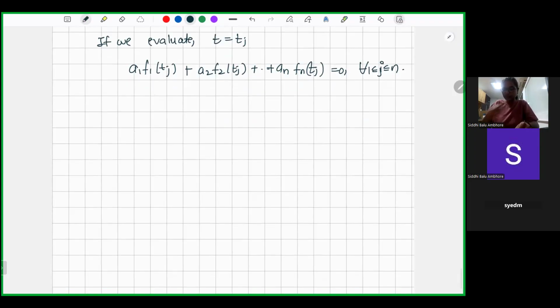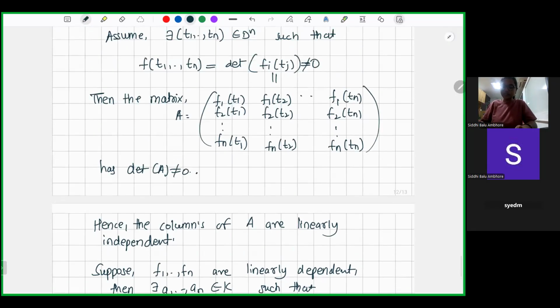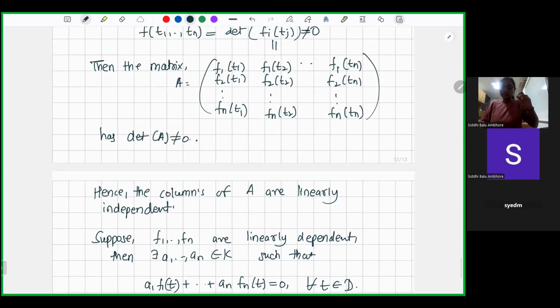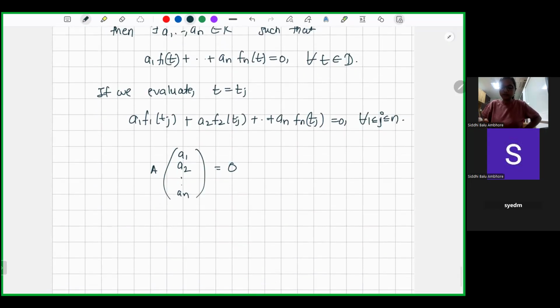So if I try to write it in the matrix form, A1 is getting multiplied to the column. We know for column multiplication we have to post multiply by the diagonal. So this becomes this A matrix times (A1, A2, An) is becoming zero now, right? A was just Fi(Tj), and now what is the first column of Fi(Tj)? F1(T1), F1(T2), F1(Tn), right?